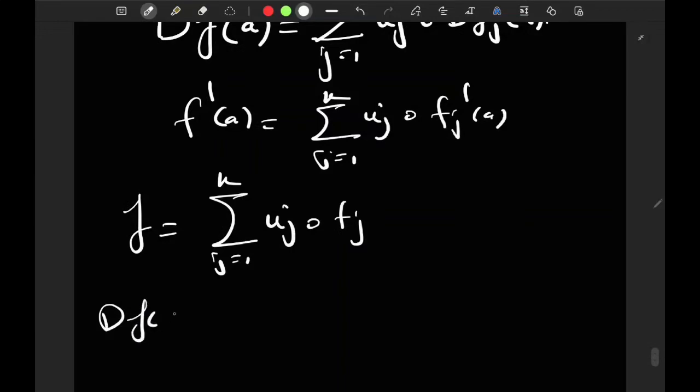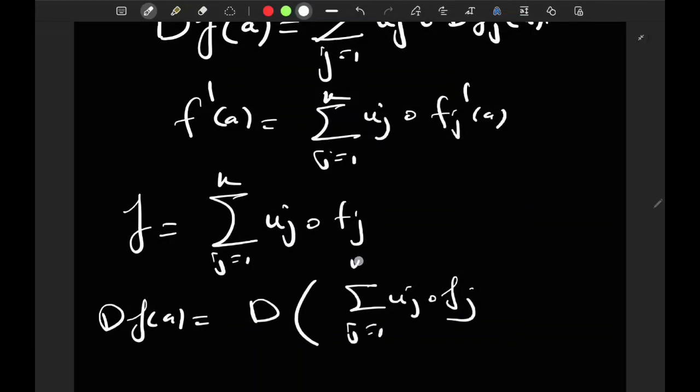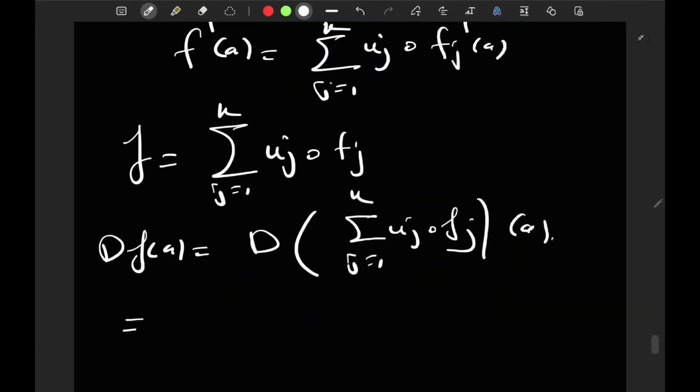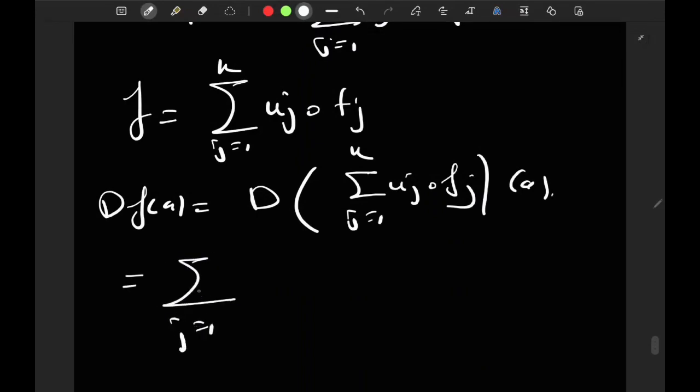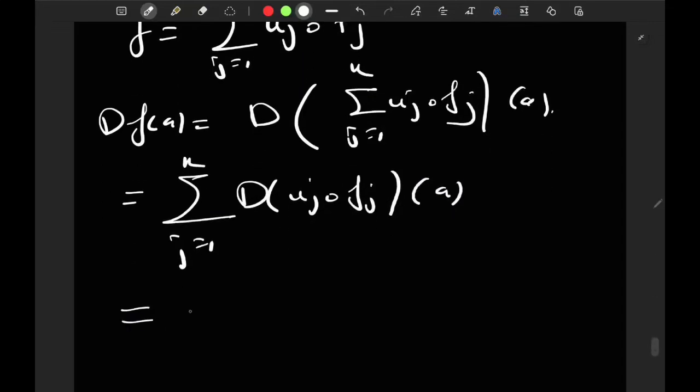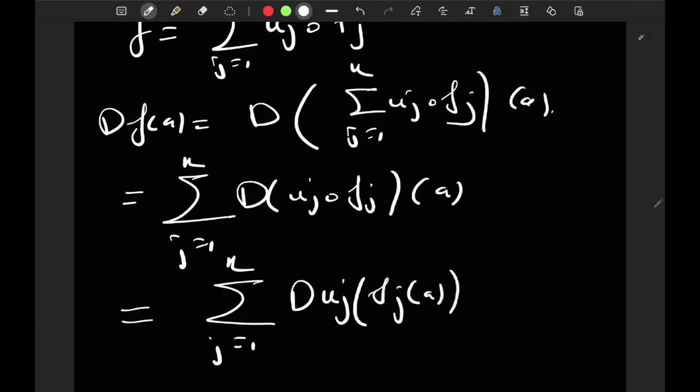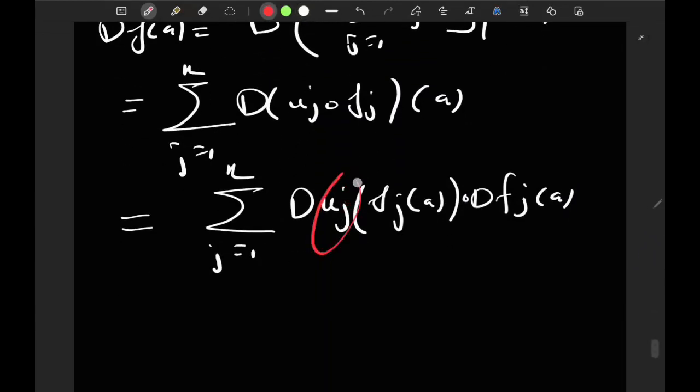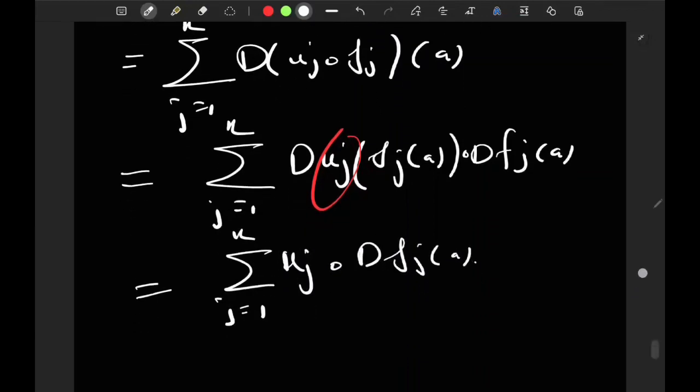So then df(a) is d of the summation of u_j ∘ f_j, j equals 1 to k, at a. I know that the derivative is linear, so this is the same as the sum from j equals 1 to k of the derivative of u_j ∘ f_j at the point a. By the chain rule, this is the sum of du_j at f_j(a) composed with df_j at a. But u_j is a linear continuous map, so its derivative is equal to itself. So this is just the sum from j equals 1 to k of u_j composed with df_j at a, which is what we wanted to prove.